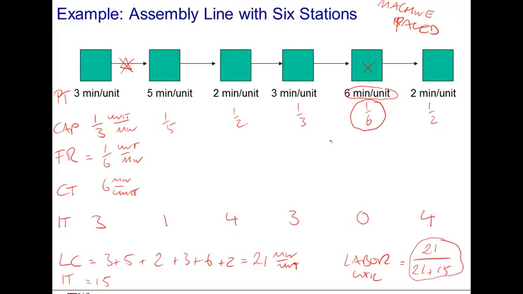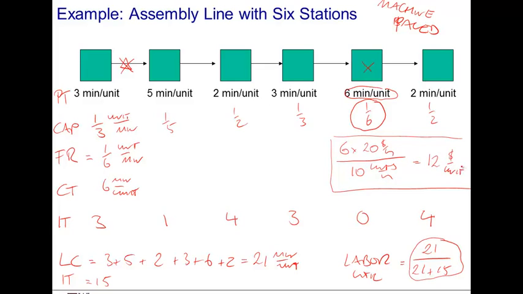We can also compute the cost of direct labor in this process as the ratio between the wages and the flow rate. Say for the sake of argument, each of my workers here is making $20 per hour. So my wages are 6 workers times $20 per hour divided by the flow rate, which we said was 10 units per hour. This gives me a direct cost of labor of $12 per unit. Let me take these calculations that are arguably somewhat messy right now and plug them over into my Excel spreadsheet where you can read them more clearly.